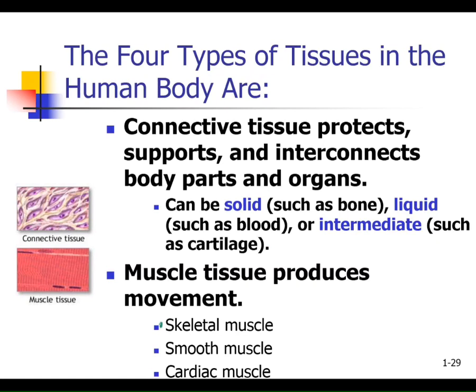Then there's muscle tissue, right? There's three different kinds of muscle tissue. We'll be looking at those individually as well. Right now, don't worry about it. Just recognize, okay, muscle tissue is another type of tissue. Muscle tissue is unique in that it moves, right? It creates movement in our body.